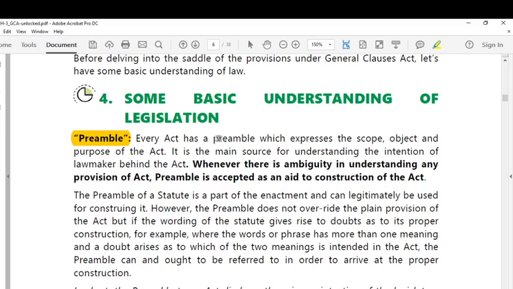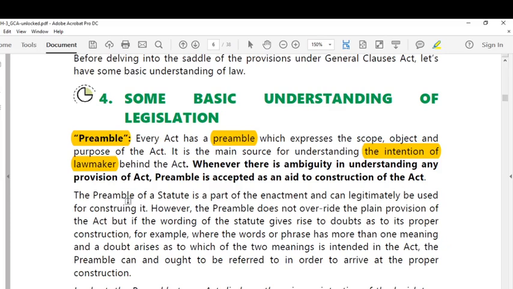A preamble describes what the entire act is going to state. So every act has a preamble which expresses the scope, object and purpose of the act. It is the main source for understanding the intention of the lawmaker behind the act. So it is the preamble which will give you an opportunity to understand the intention of the lawmaker behind the act.